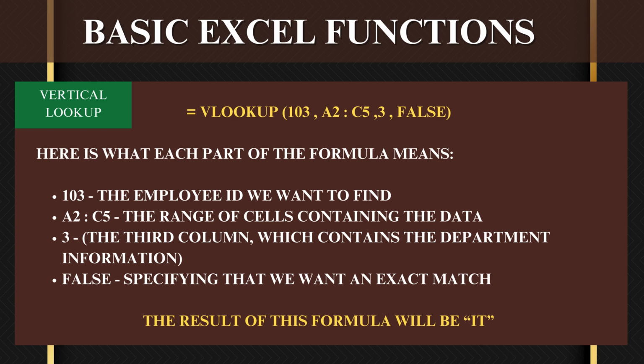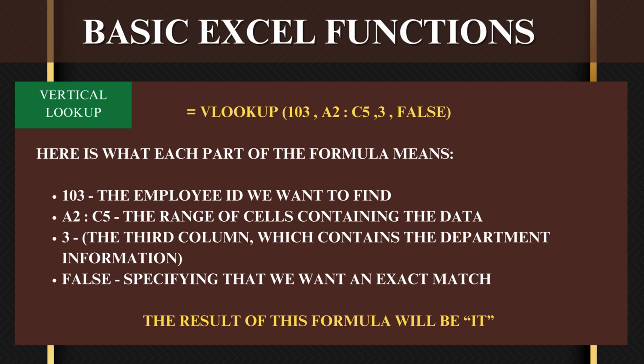Here is what each part of the formula means. 103 is the lookup_value, that is, the employee ID we want to find. A2:C5 is the table_array, that is, the range of cells containing the data. 3 is the col_index_num, that is, the third column, which contains the department information. FALSE is the range_lookup argument, specifying that we want an exact match. The result of this formula will be IT, which is the department corresponding to the employee with ID 103.